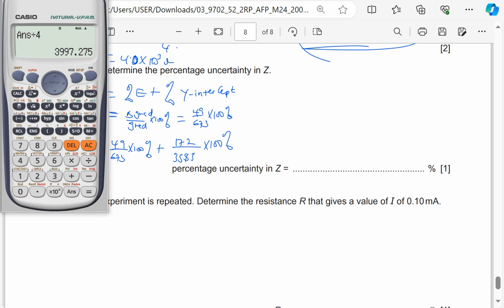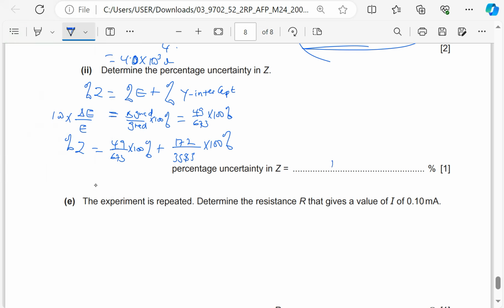So I'll just press my calculator: 49 times 100, divide by 673, plus 172 times 100, divide by 3585. So that is 12%. So this is going to be approximately 12%.